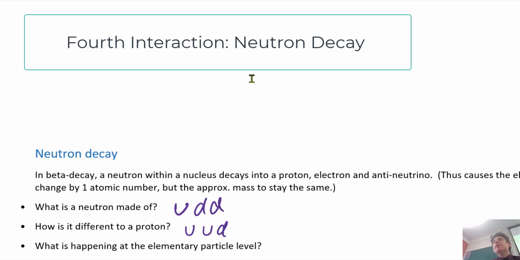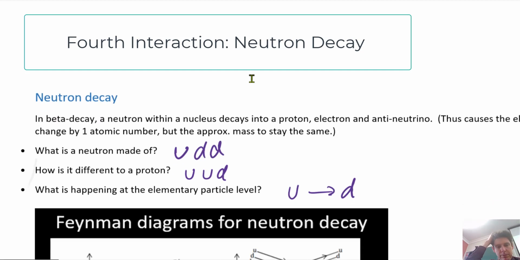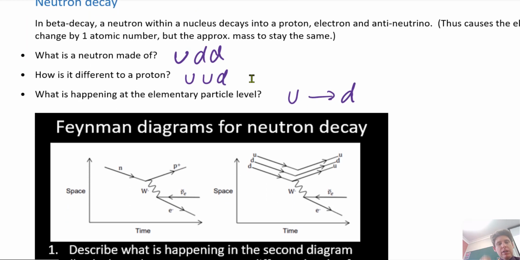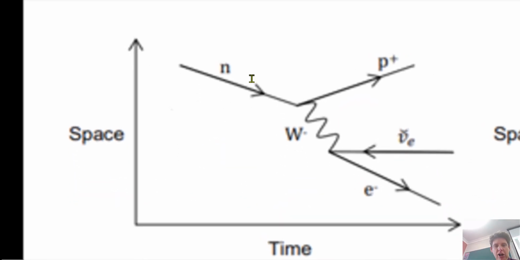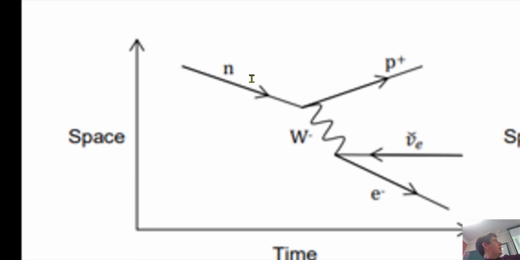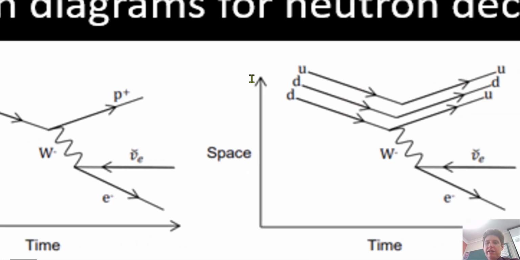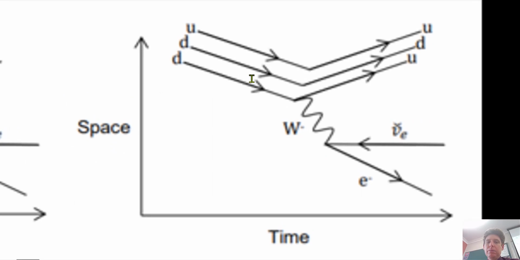So what's happened? Up is turned into a? Good job. Let's have a look at the diagram. Here we go. We got neutron into proton. What's mediated? W, because it's weak nuclear force. Yep. And we've got an electron and an? Very good. And so this is the quark version of the Feynman diagram.